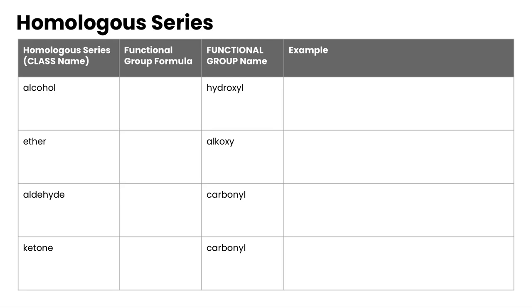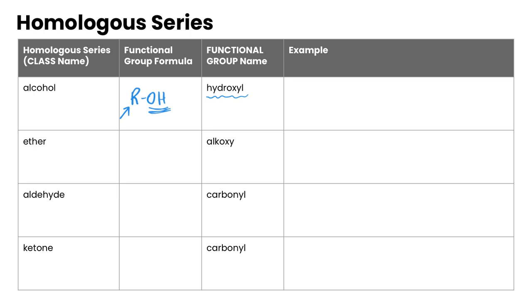In this video, we're going to take a look at the homologous series of alcohols, ethers, aldehydes, and ketones. Let's start out with alcohols. So alcohols is a class or a homologous series of organic molecules. It has a functional group formula of ROH. Remember, R can be any alkyl group, so it could be 1 carbon, 2 carbons, so on and so forth. The functional group name is called a hydroxyl, so that is the OH group of alcohols.